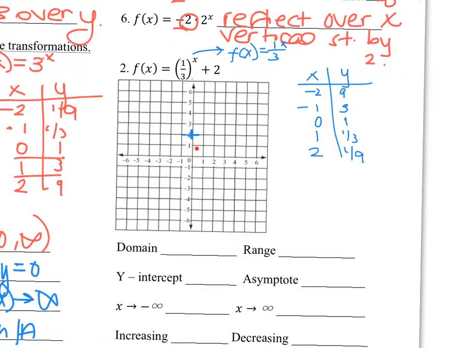So now, from this makeshift origin that I made, I'm going to draw my horizontal asymptote. And from this makeshift origin, I'm just pretending this is now 0, 0, and I'm plotting these points. So I have -1, 3, which goes up here. I have 0, 1. I have 1, 1/3. And I have 2, 1/9.